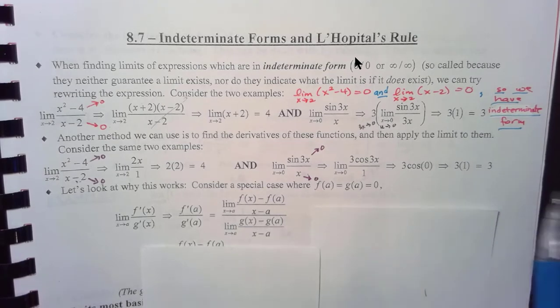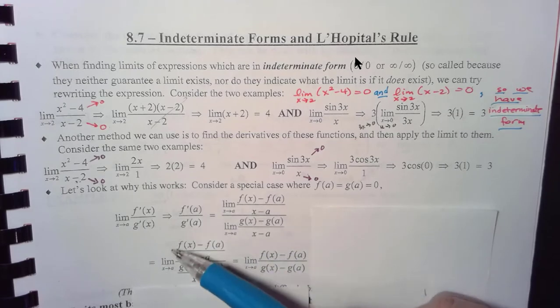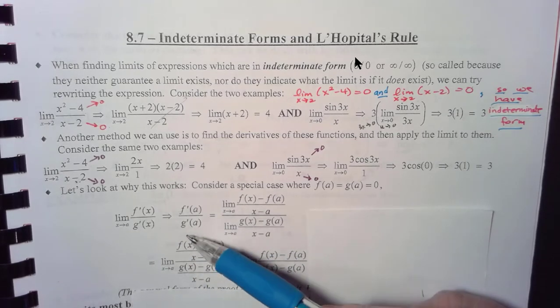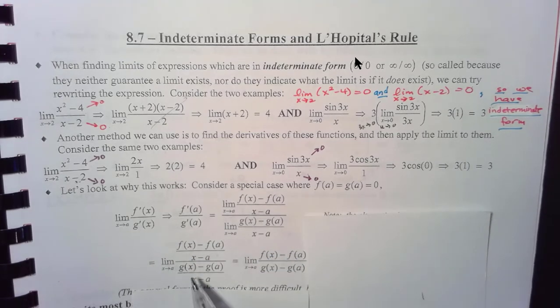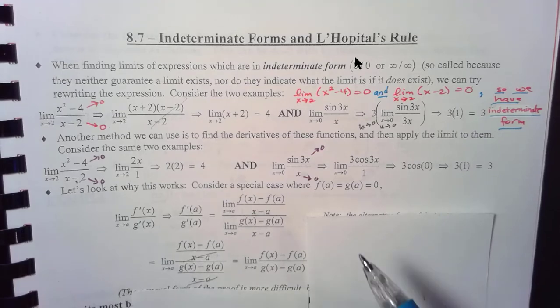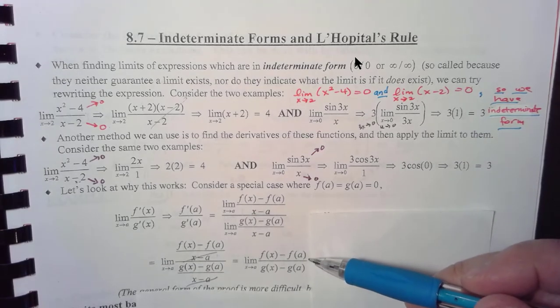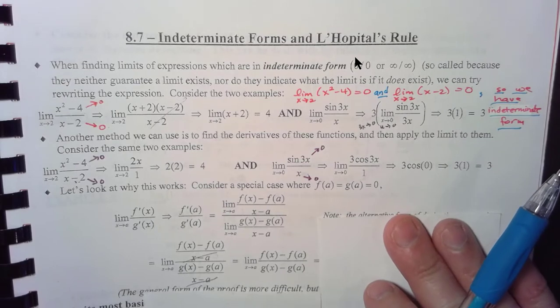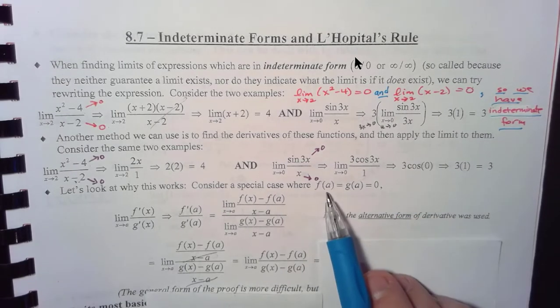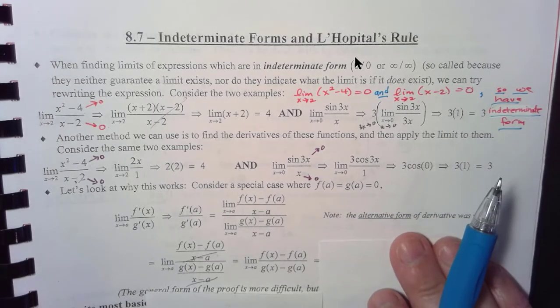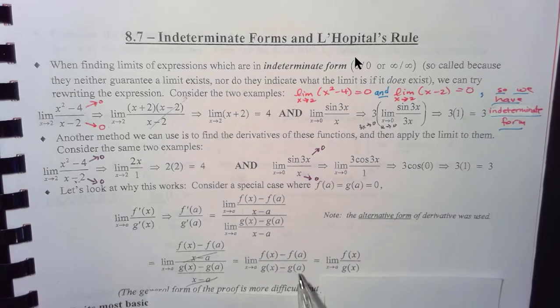Now you will notice when I have this, I have my denominators which are common, x minus a's, those can cancel, which gives me this, right? And since I started with f at a and g at a is 0, we get the limit as x goes to a of f of x over g of x.